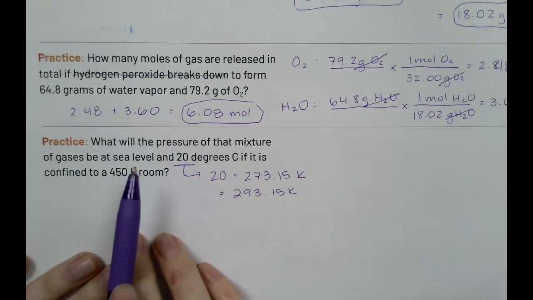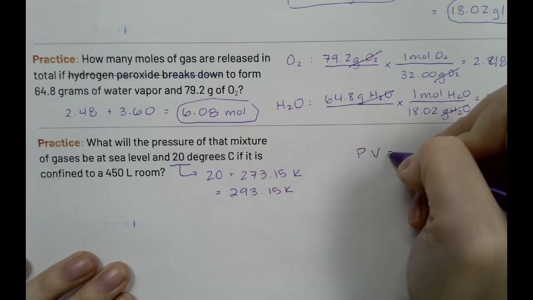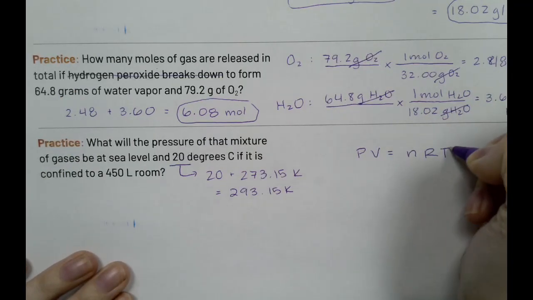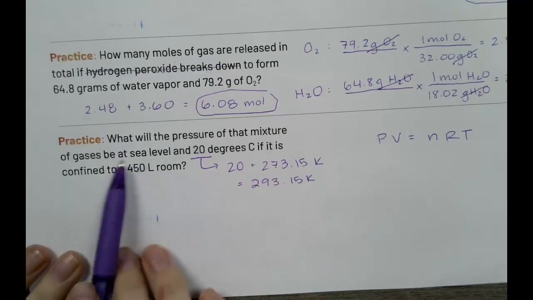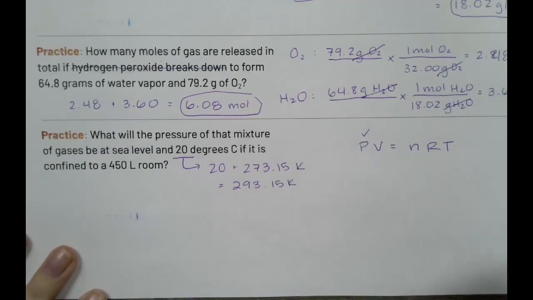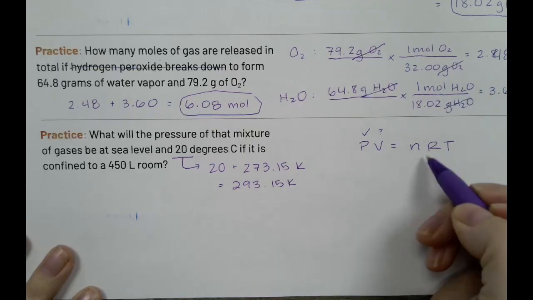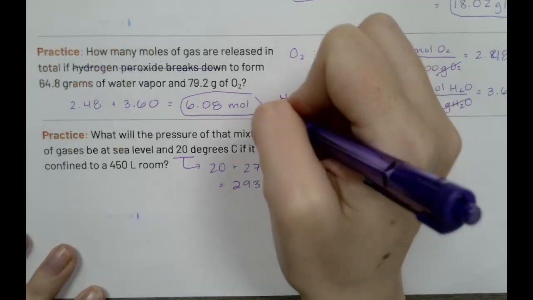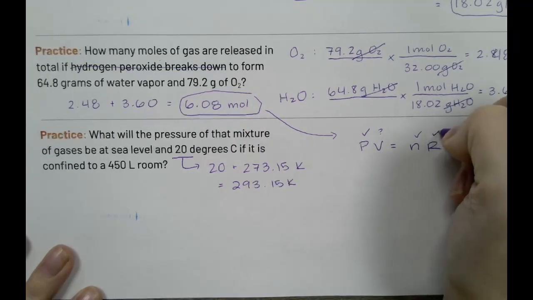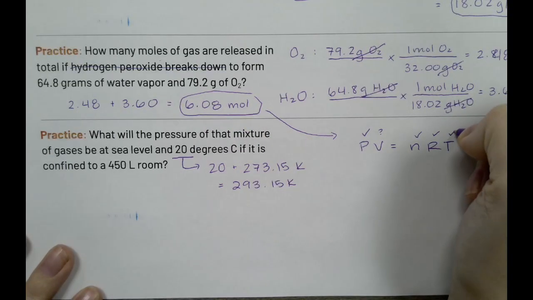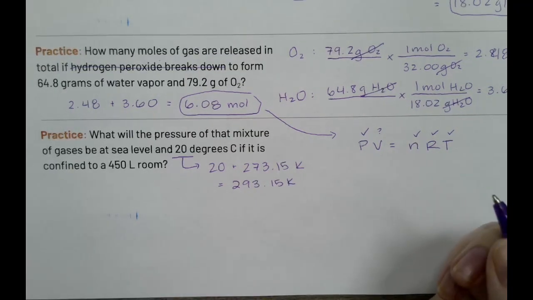Okay, I like to start with PV equals nRT. Let's see what we've got. Do we have a pressure? Yes. It says at sea level. Sea level means 1 atm. We don't have a volume. That's what they're asking. Do we have an amount of substance? Absolutely. That's what this was. So we've got that. We've already got our gas constant, and they did tell us the temperature. Okay, looks like we've got all of them. We're solving for volume. Okay. Oh, I'm sorry, we're solving for pressure.